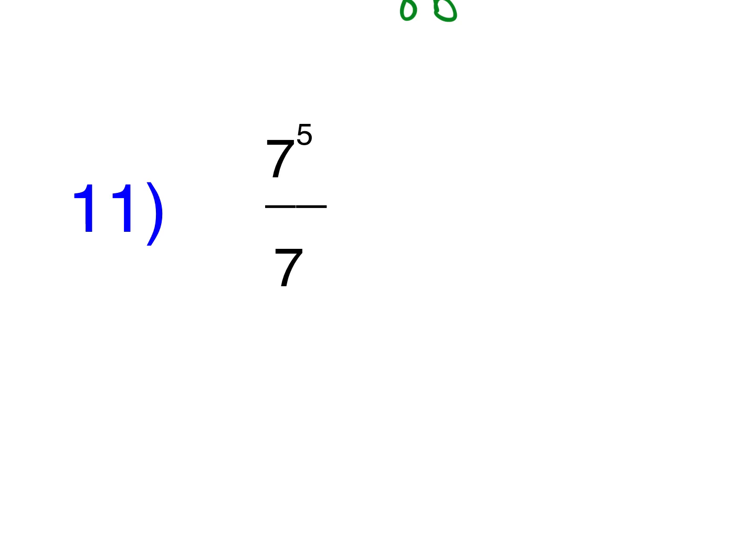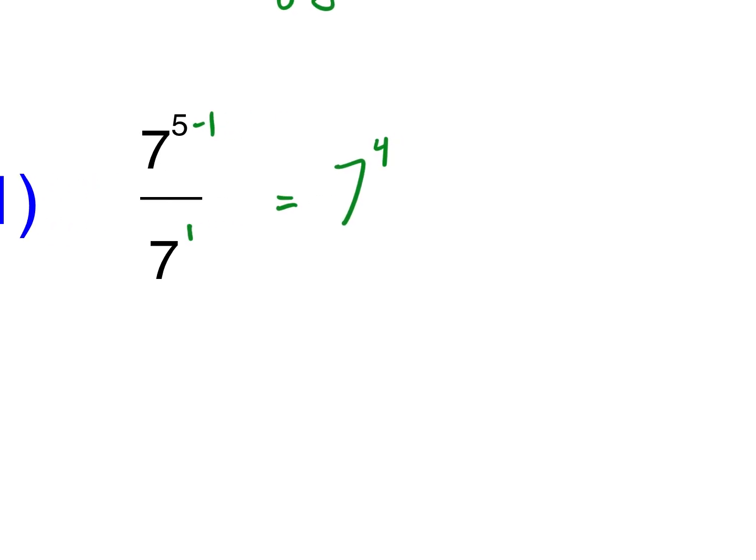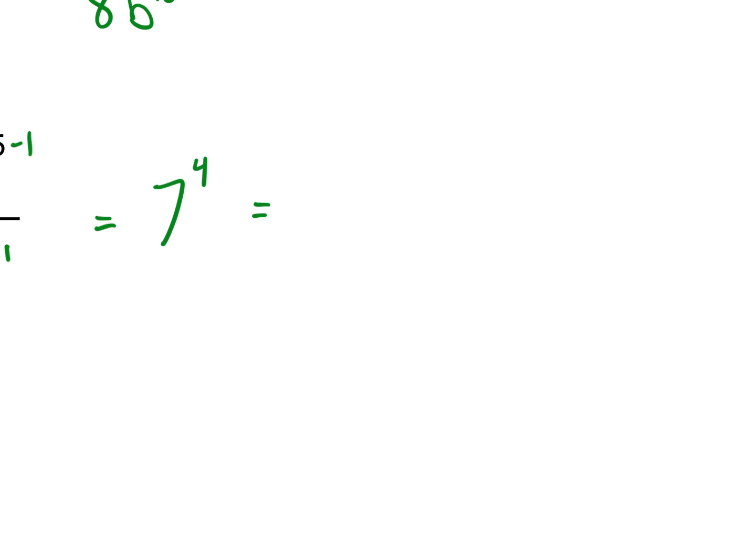11, what would we do to combine 11? 5 minus 1. Awesome. The exponent on the 7 on the bottom is a 1, so 5 minus 1 is 4. Chloe, let's multiply this out. So we have 7 times 7 times 7 times 7. What's 7 times 7? Anybody? 49. And so 7 times 7 is 49.